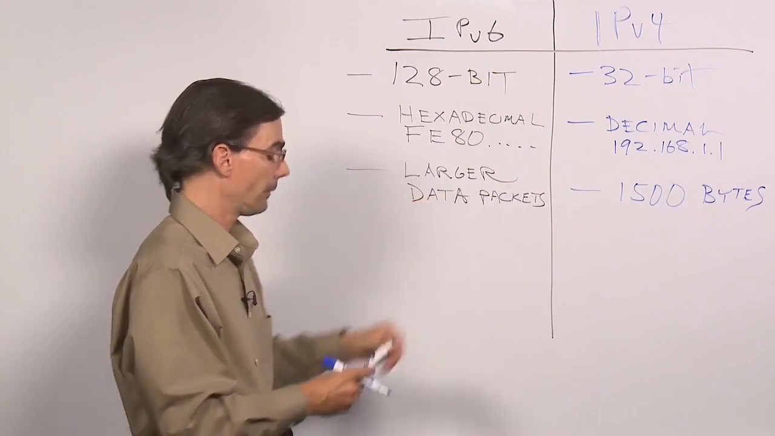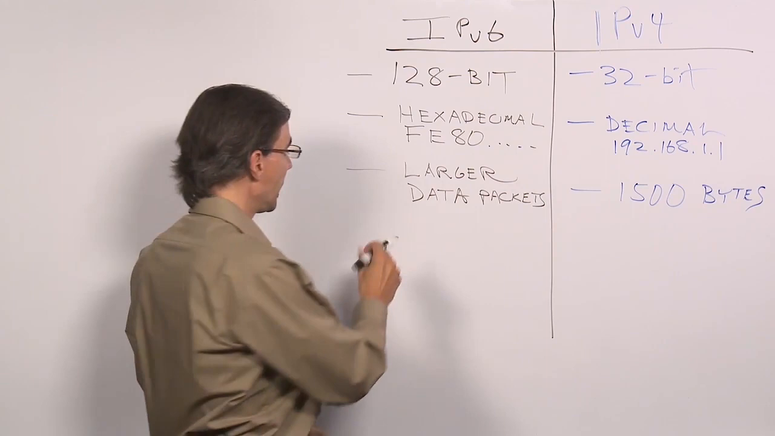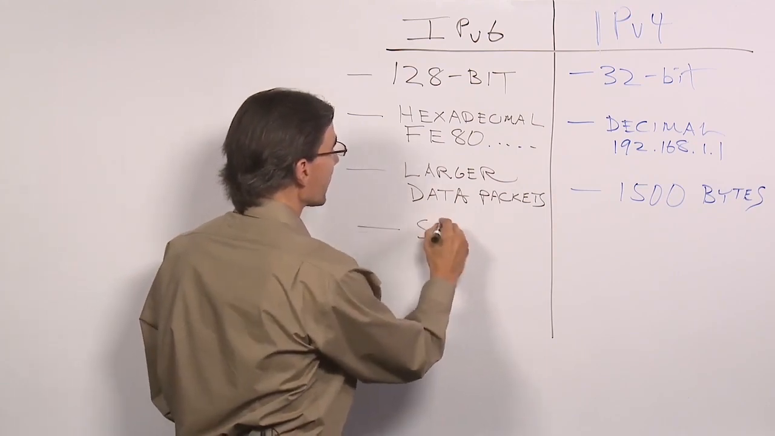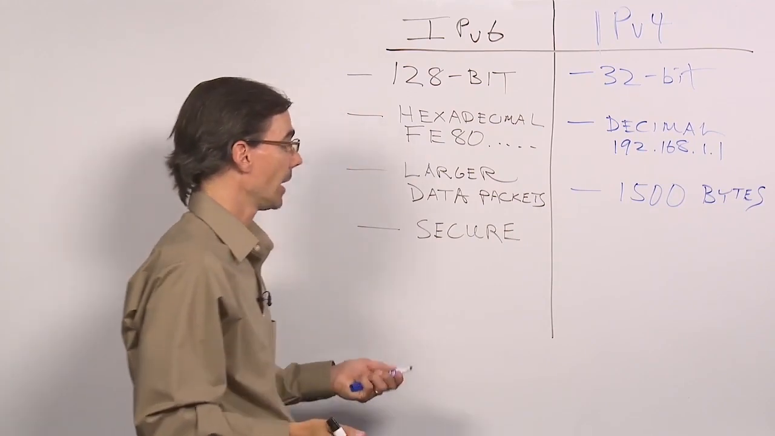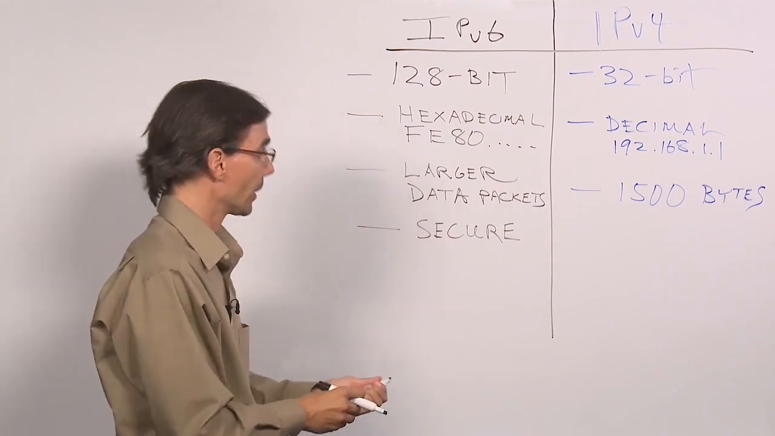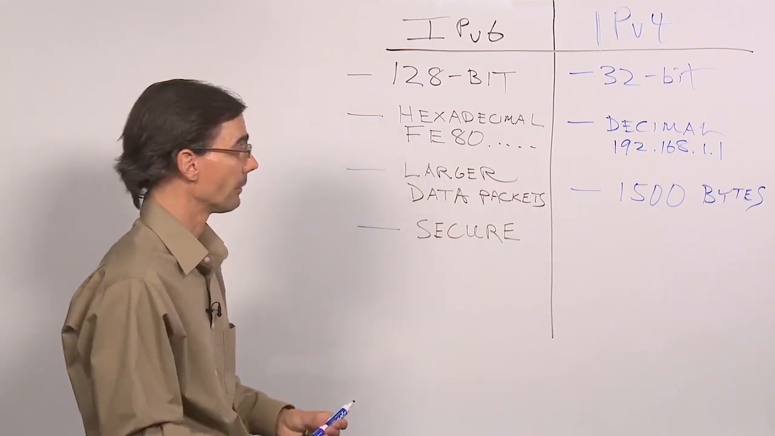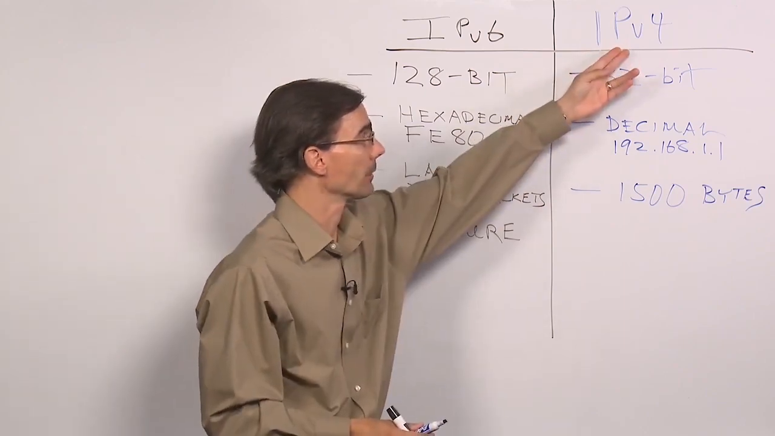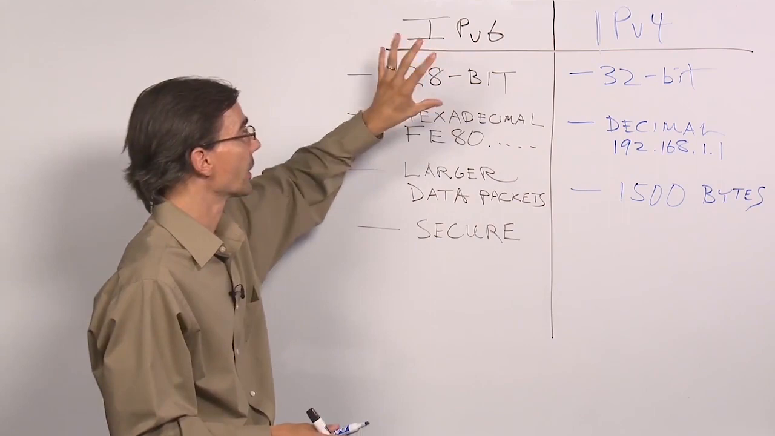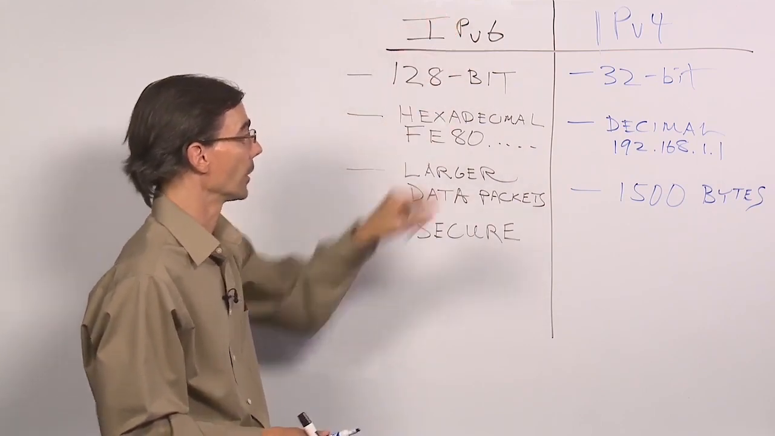And finally, IP version 6 can also be more secure if it's set up properly. That's not a given. It's all how the network administrator sets up IP version 6 and configures it. There are ways to secure IP version 4, but there are additional ways to secure IP version 6, and better ways.